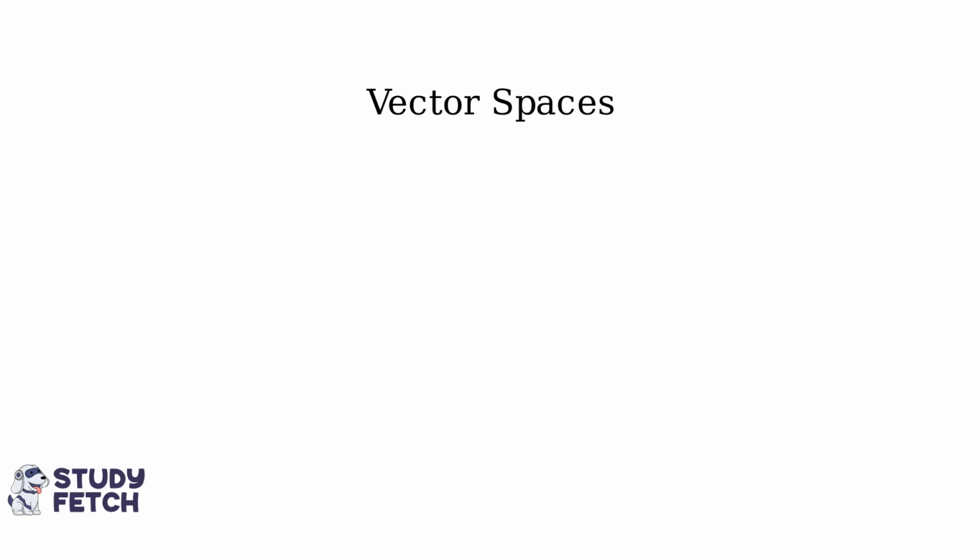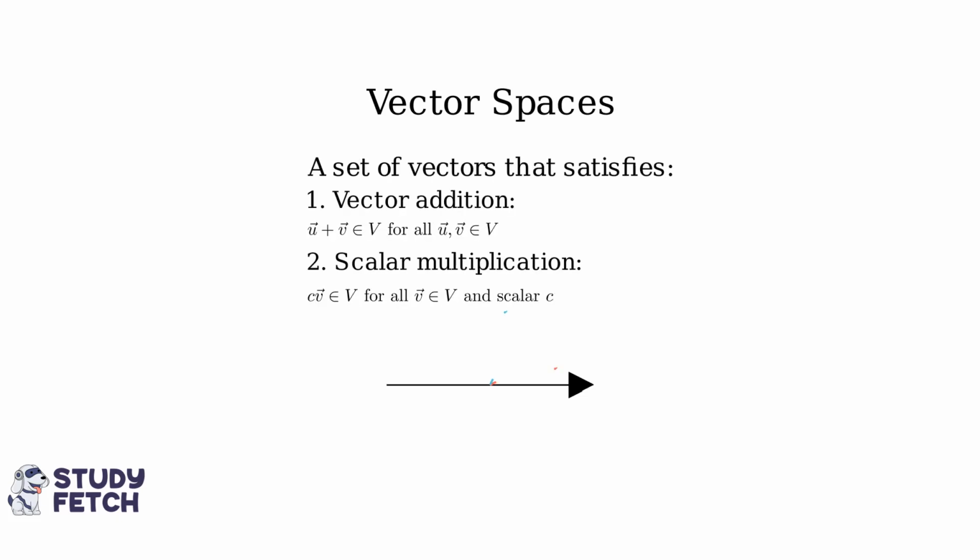These vectors reside in vector spaces, which are sets of vectors that can be added together and multiplied by scalars while remaining within the same space. When we add two vectors from the space, the result is still in the same vector space. Similarly, multiplying a vector by a scalar also yields a vector in the same space.